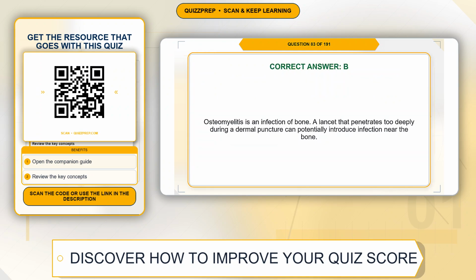Explanation. Osteomyelitis is an infection of bone. A lancet that penetrates too deeply during a dermal puncture can potentially introduce infection near the bone.